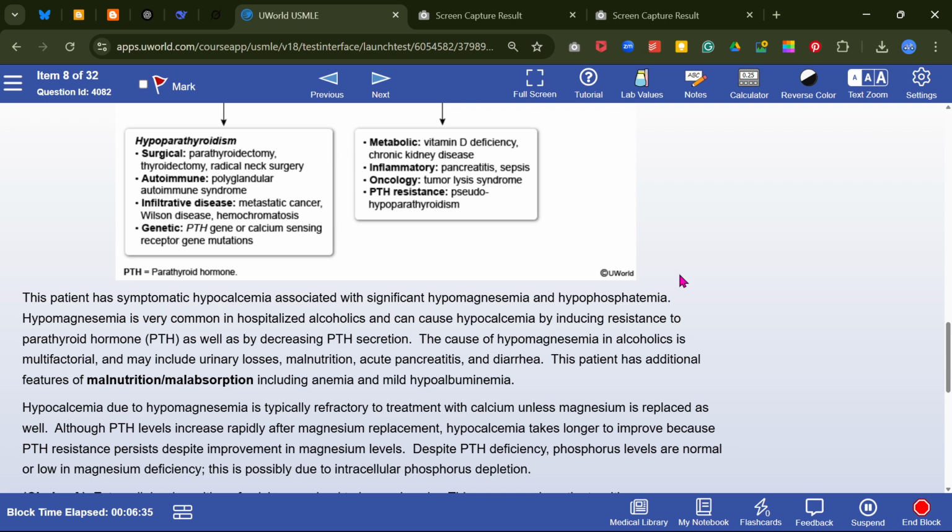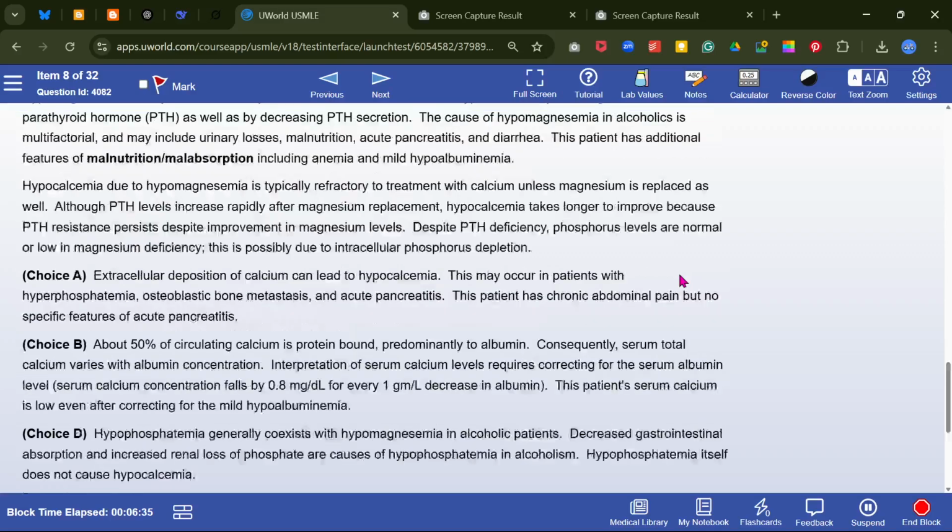Hypocalcemia due to hypomagnesemia is typically refractory to treatment with calcium unless magnesium is replaced as well. Although PTH level increases rapidly after magnesium replacement, hypocalcemia takes longer to improve because PTH resistance persists despite improvement in magnesium level. Despite PTH deficiency, phosphorus levels are normal or low in magnesium deficiency. This is possibly due to intracellular phosphorus depletion. Okay.